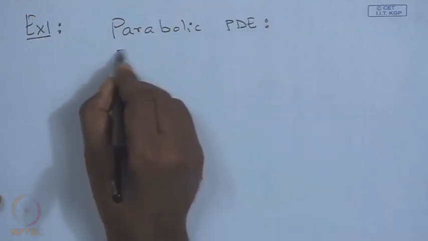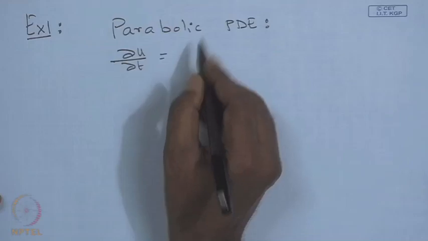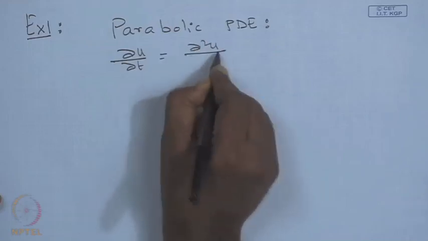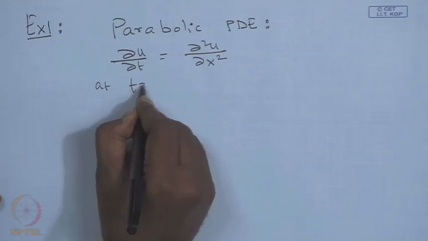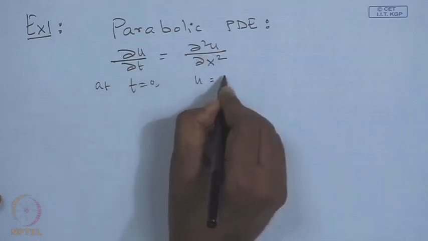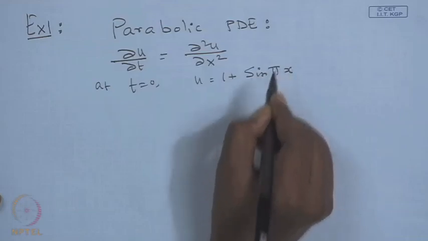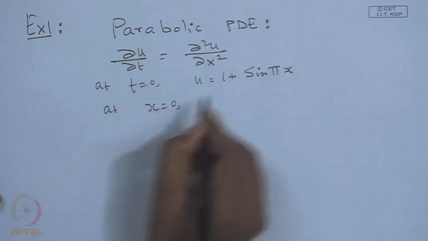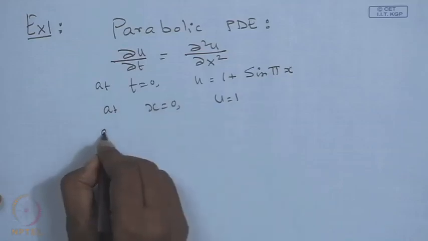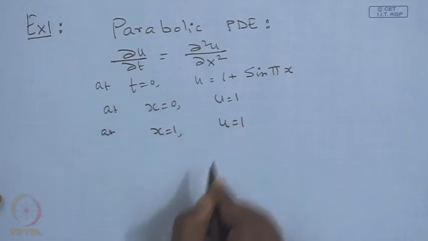Okay. So, ∂u/∂t is equal to ∂²u/∂x², at t is equal to 0. Let us say u is equal to 1 plus sin πx. At x is equal to 0, u is equal to 1, at x is equal to 1, u is equal to 1.